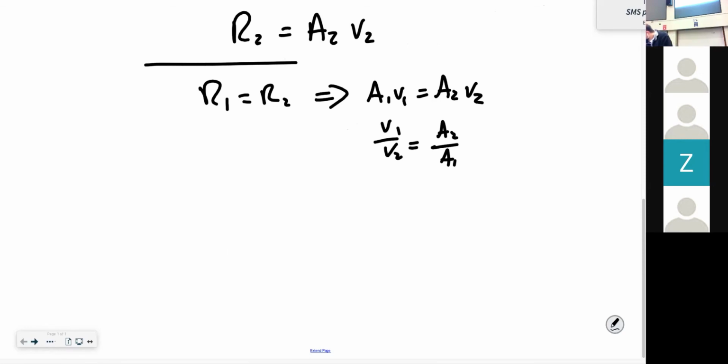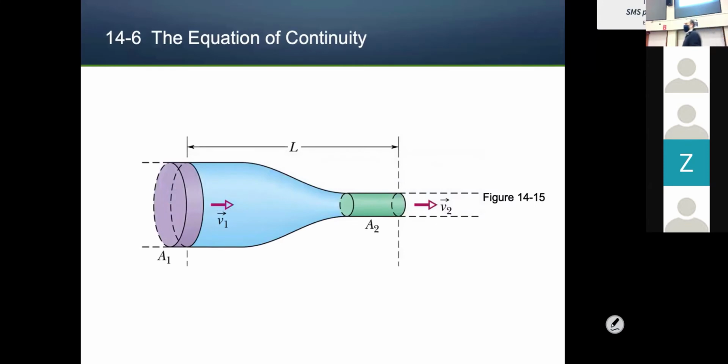Since, for our example that we just drew, A1 is greater than A2, what does that imply about velocity 1 compared to velocity 2? Velocity 1 must be less than velocity 2. So if you have a situation like this, where you have water flowing through a large pipe and then narrowing down to a smaller pipe, it must be true that the velocity in those two sections of pipe is different. And it must be true that the velocity in section 2 is higher than the velocity in section 1, because the flow rate must be the same.